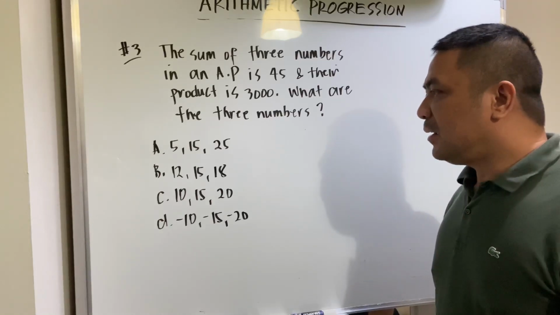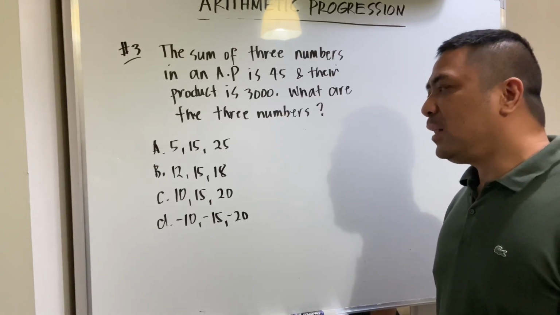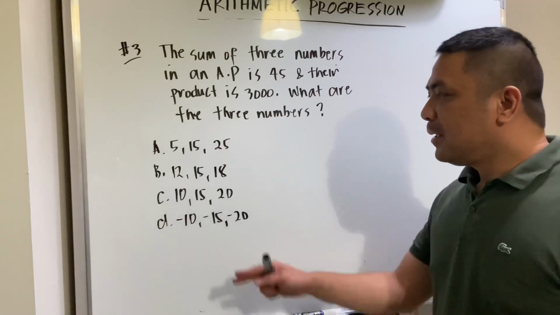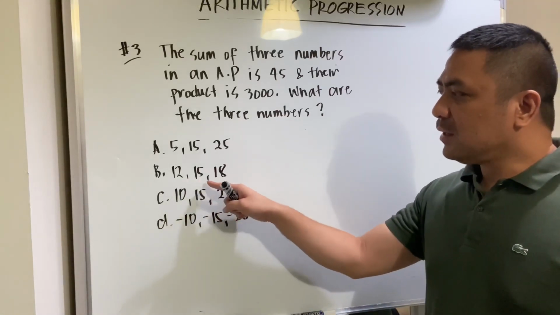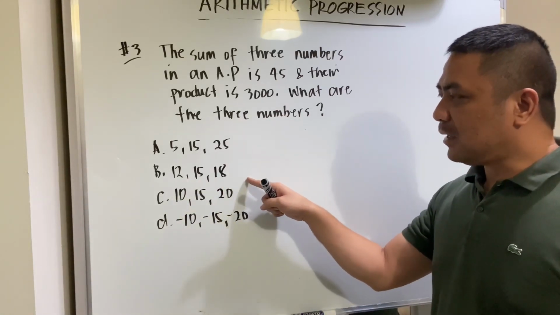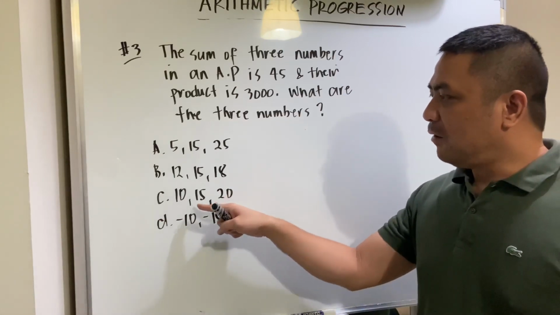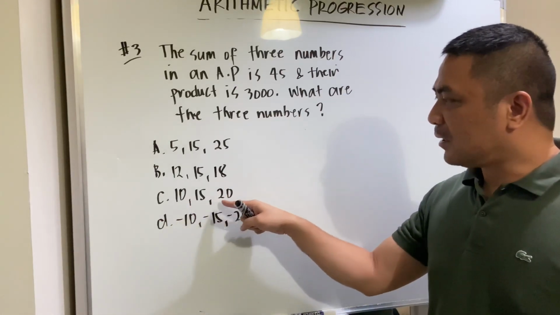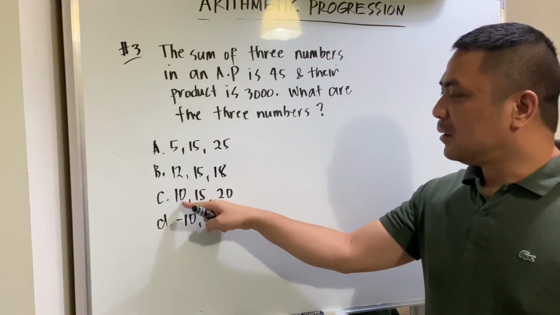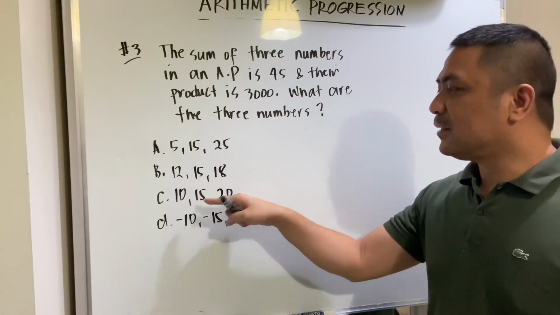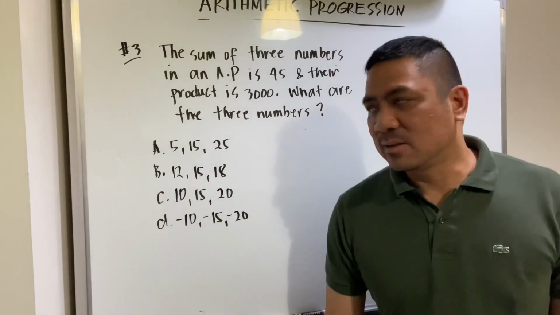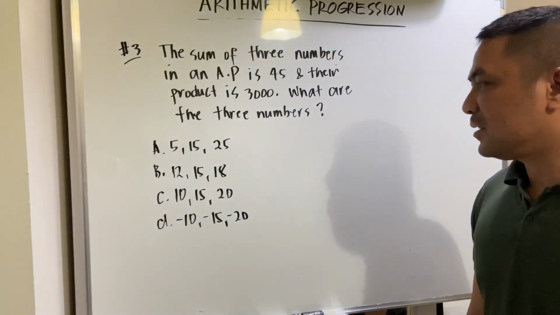Letter B then, so the choice is between letter B and letter C. Letter B, I don't think it will give you a product of 3,000. Obviously, letter C, 10 times 20 is 200, times 15 is 3,000. So the right answer here is letter C.